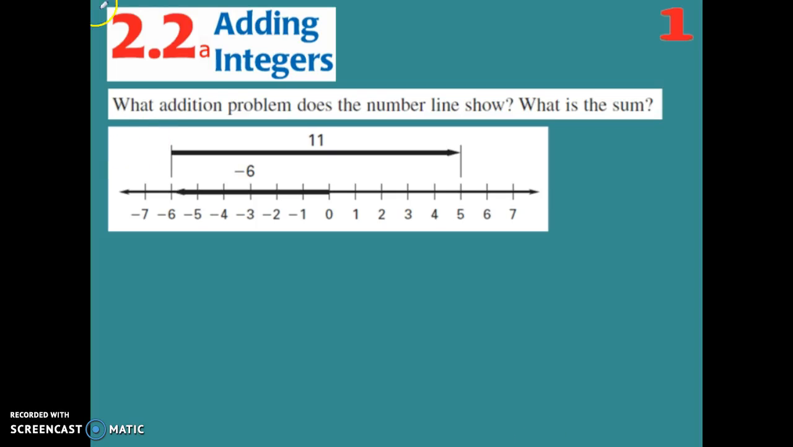Good morning. Today we are doing 2.2a, which is adding integers. To start off, we can always look at a number line to add and subtract integers. Integers are just whole numbers or counting numbers. It says, what addition problem does the number line show? What is the sum? Sum means we are adding two numbers together.